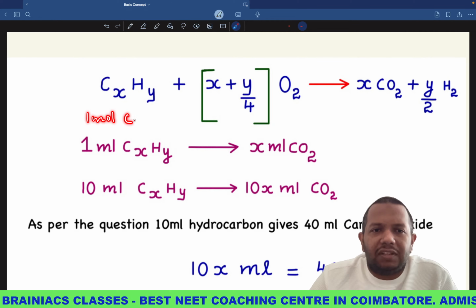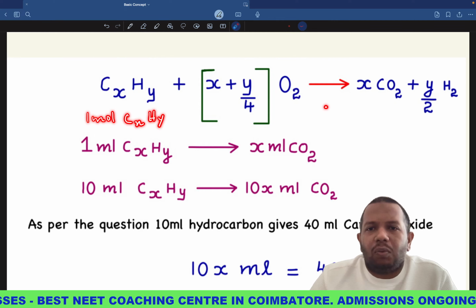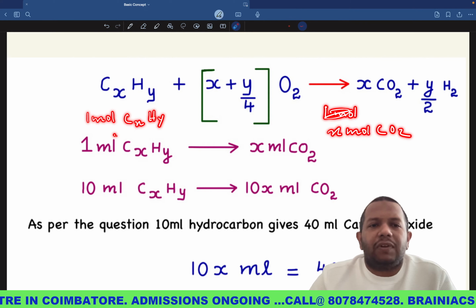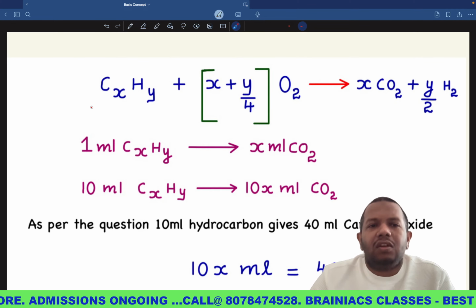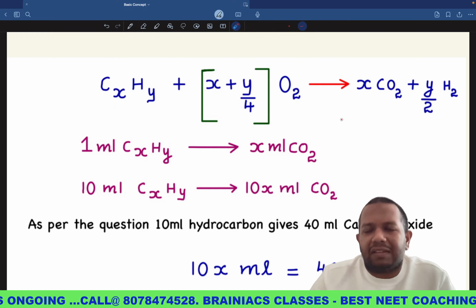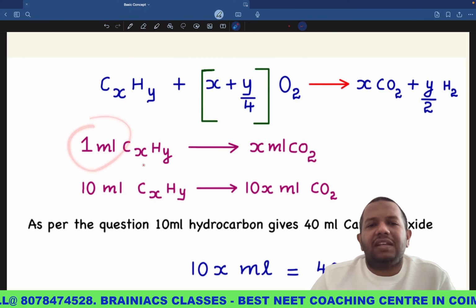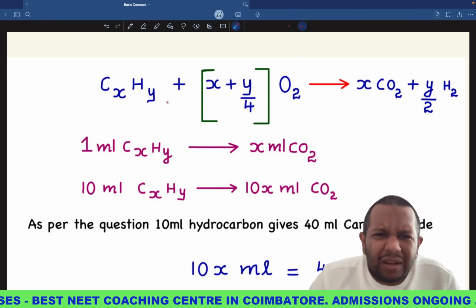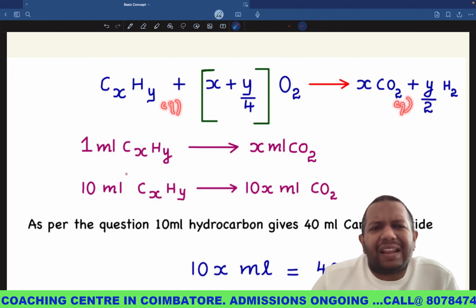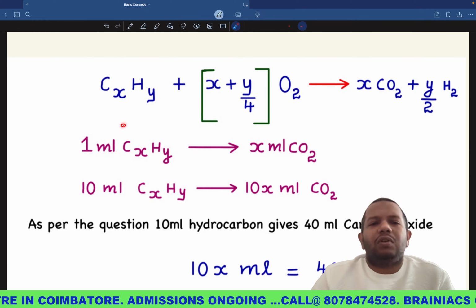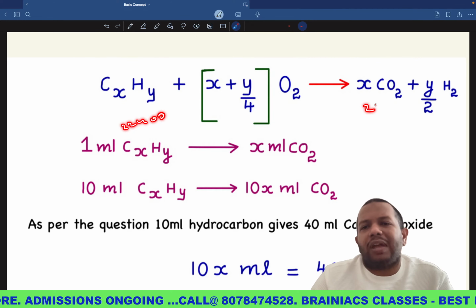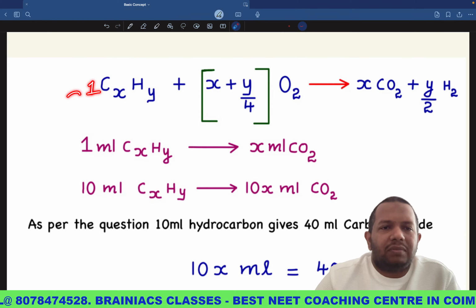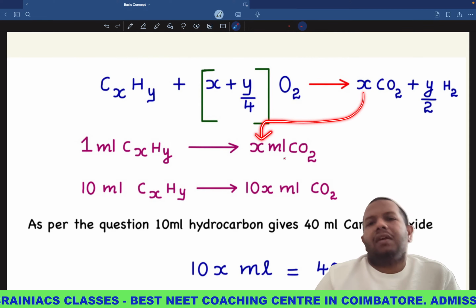Because 1 mole CxHy gives x mole CO2. So if I convert this mole to volume, 22400 will cancel from both sides. Then I can say 1 ml CxHy can give x ml CO2. Correct? Or you can think like this: if everything is a gas, you can directly write in volume, no issues, because 22.4 or 22400 is going to cancel from both sides. So 1 ml CxHy gives rise to x ml carbon dioxide.